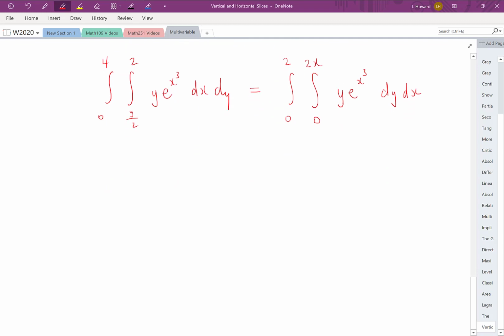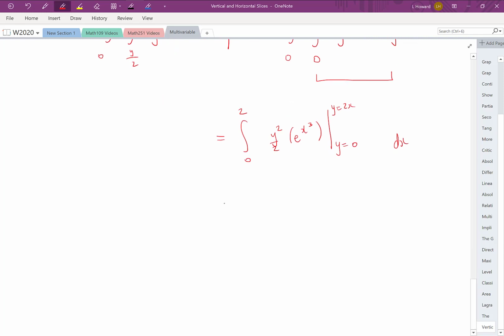We're going to integrate with respect to y first. We always do our inside integral first. X is just held constant. So we're going to write down our outside integral, write down our outside differential, and let's integrate with respect to y. So the y would become y squared over 2. And the e to the x cubed, just a constant. This needs to get evaluated at y equal 2x, and then y equal 0.